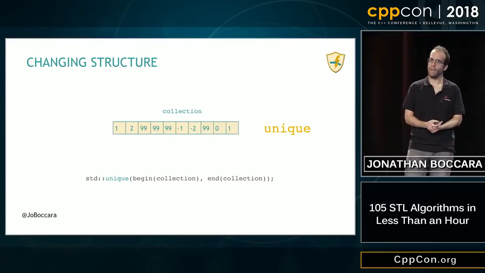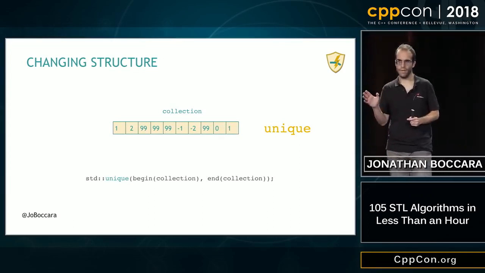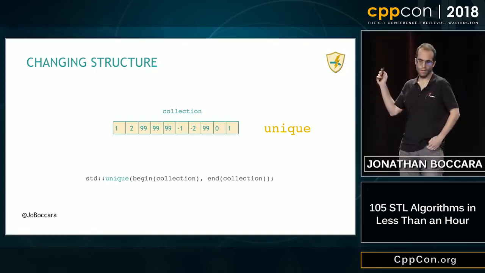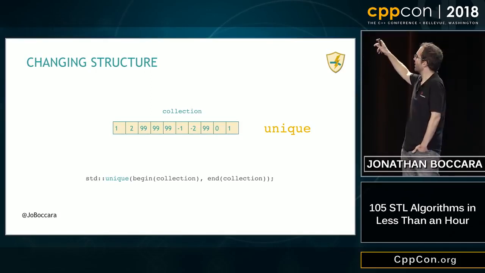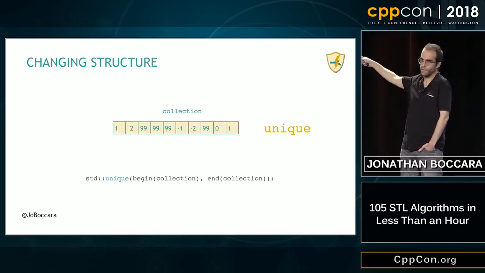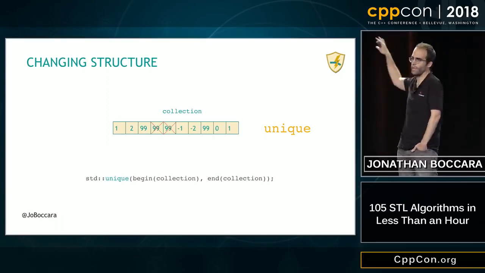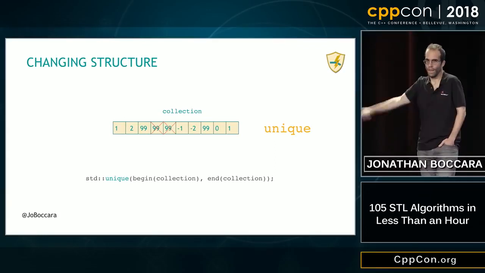Unique does something quite similar. It removes the duplicates in a collection, or more precisely, the adjacent duplicates in a collection. Right? So if we do unique here, this collection has several 99s, and it will remove only the adjacent 99s, because it has a linear complexity. It will only traverse the collection once.